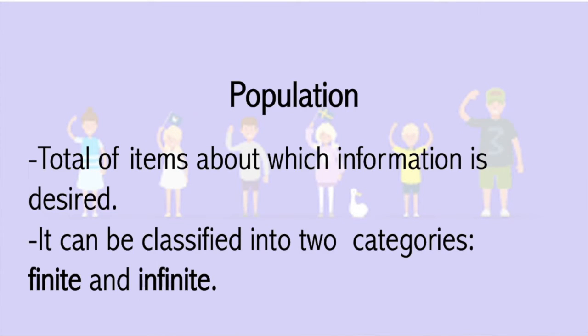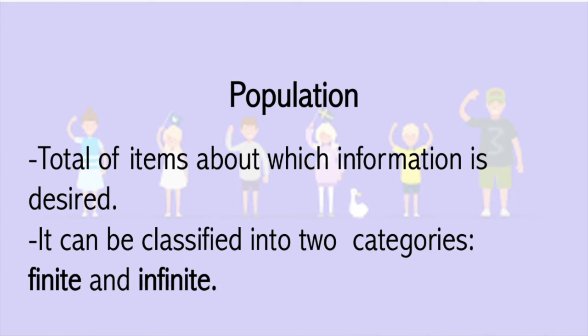Population. Population is the total of items about which information is desired. It can be classified into two categories, finite and infinite. The population is said to be finite if it consists of a fixed number of elements so that it is possible to enumerate in its totality. Examples of finite population are the populations of a city, the number of workers in a factory, and etc.